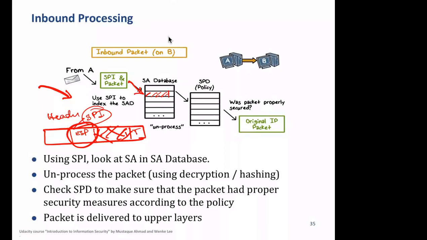Then it will go to the policy and see if the packet was properly secured, whether the policy is being followed, and if yes, then it can be processed, right? Because all the information is available right here in the database. What kind of crypto she is using, what the keys are, what multiple keys are there. So then this processing can happen, and Bob's machine will receive the original IP packet which was sent by Alice.